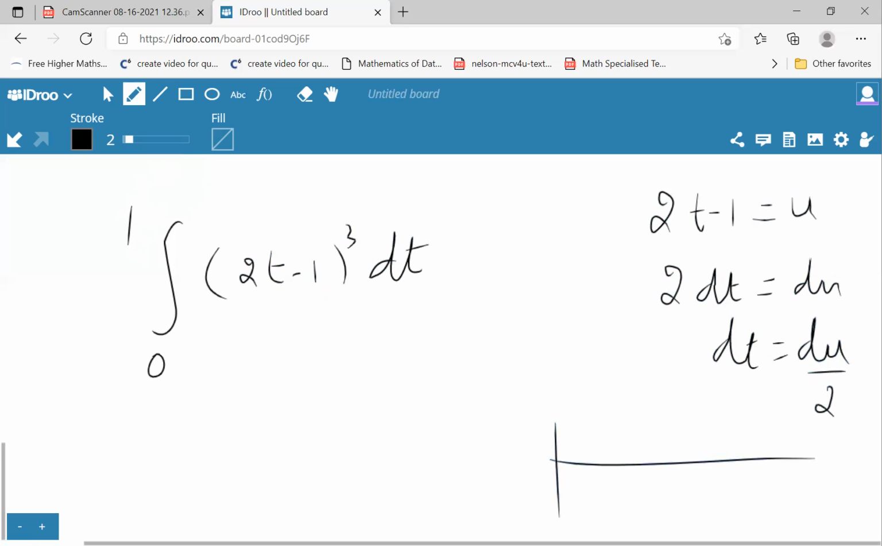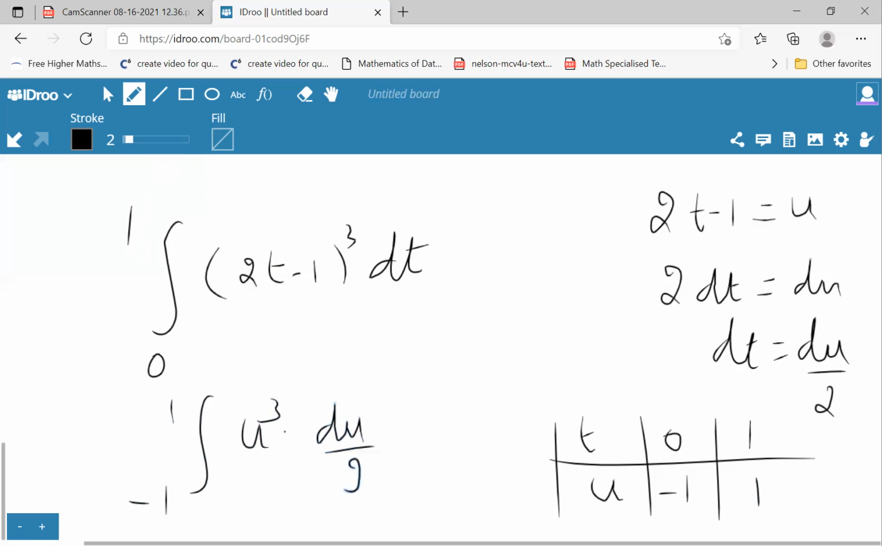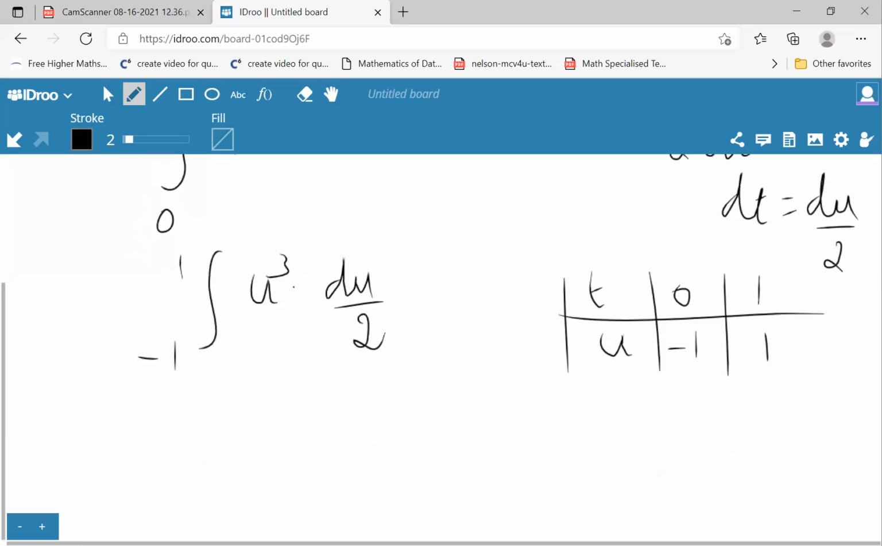So the limits are also now going to change. So t and u: when t is equal to 0, u will be equal to minus 1, because 2 into 0 minus 1 is minus 1. Next, when t is equal to 1, u becomes 2 minus 1, which is 1. So the limits are now going to be minus 1 to 1, u cubed into du by 2. Let's take half outside. So that will give you half, integral from minus 1 to 1 of u cubed du.